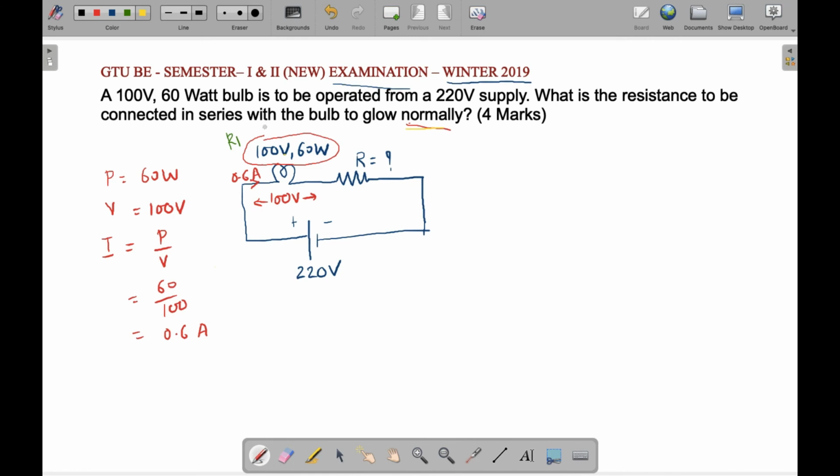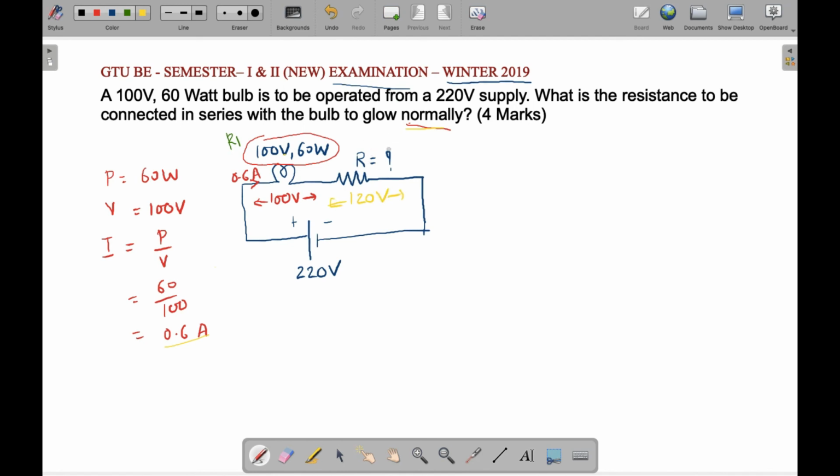Now there is another method, which is far simpler than the previous one. We have the rated voltage of the bulb, 100 volt, the rated power of the bulb, 60 watt, and we have calculated the rated current for the bulb, 0.6 ampere. To operate the bulb normally, the rated voltage, 100 volt, will be applied across the bulb. The resistor is connected in series with the bulb, and both are supplied by a 220 volt supply. So the remaining voltage, 120 volt, will appear across the resistor.